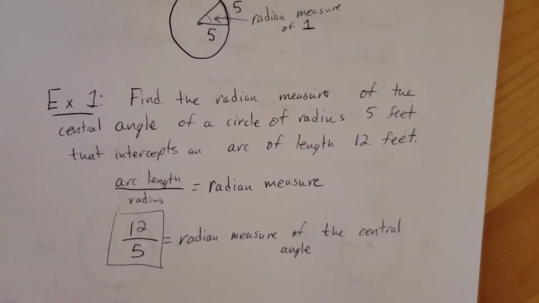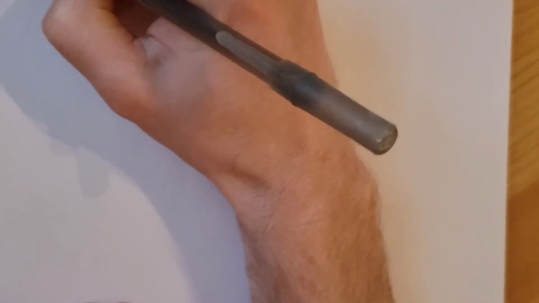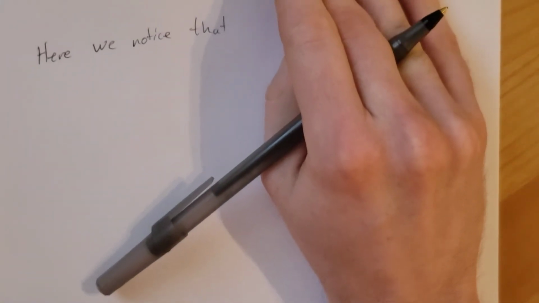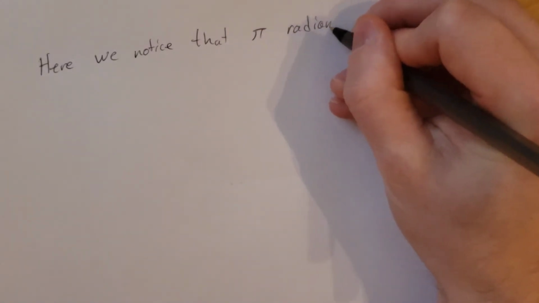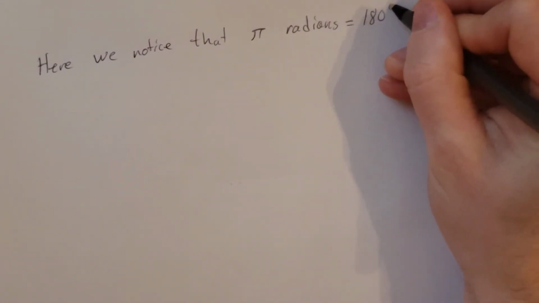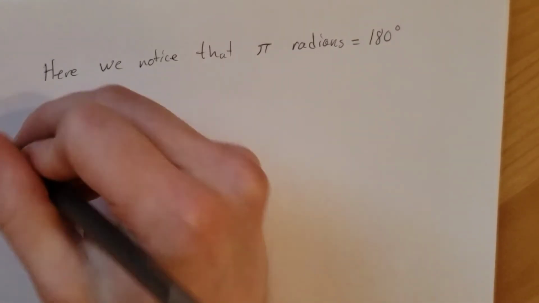All right, and now we will continue on with a quick statement and then a couple of examples. What do we notice from all of the previous information? Well, we notice that pi radians is equal to 180 degrees. So this is how we convert between radians and degrees.